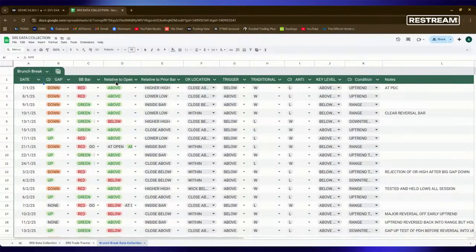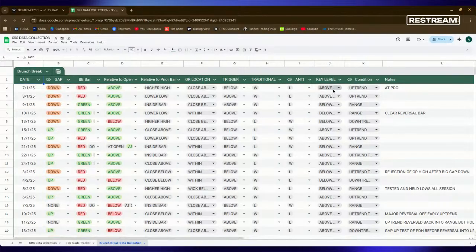This is where it now starts to change. Relative to open, are we above, below, or at where the market opened at 8 o'clock? How does the brunch break bar close relative to the previous bar? Where does it close relative to the overnight range? We've also got that in the school run strategy, as well as whether it triggers above or below, and then the same traditional ante, whether it won, lost, or was break even.